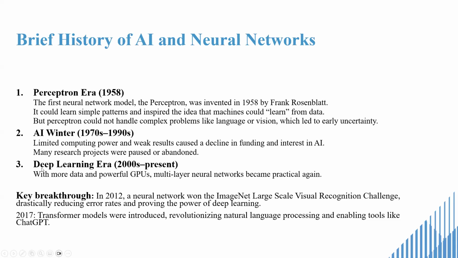Then after that, from the 2000s up to the present, came the deep learning era. With more data and powerful GPUs, graphical processing units, multi-layer neural networks became practical again. The key breakthrough was in 2012, when a neural network won the ImageNet Large Scale Visual Recognition Challenge, drastically reducing error.